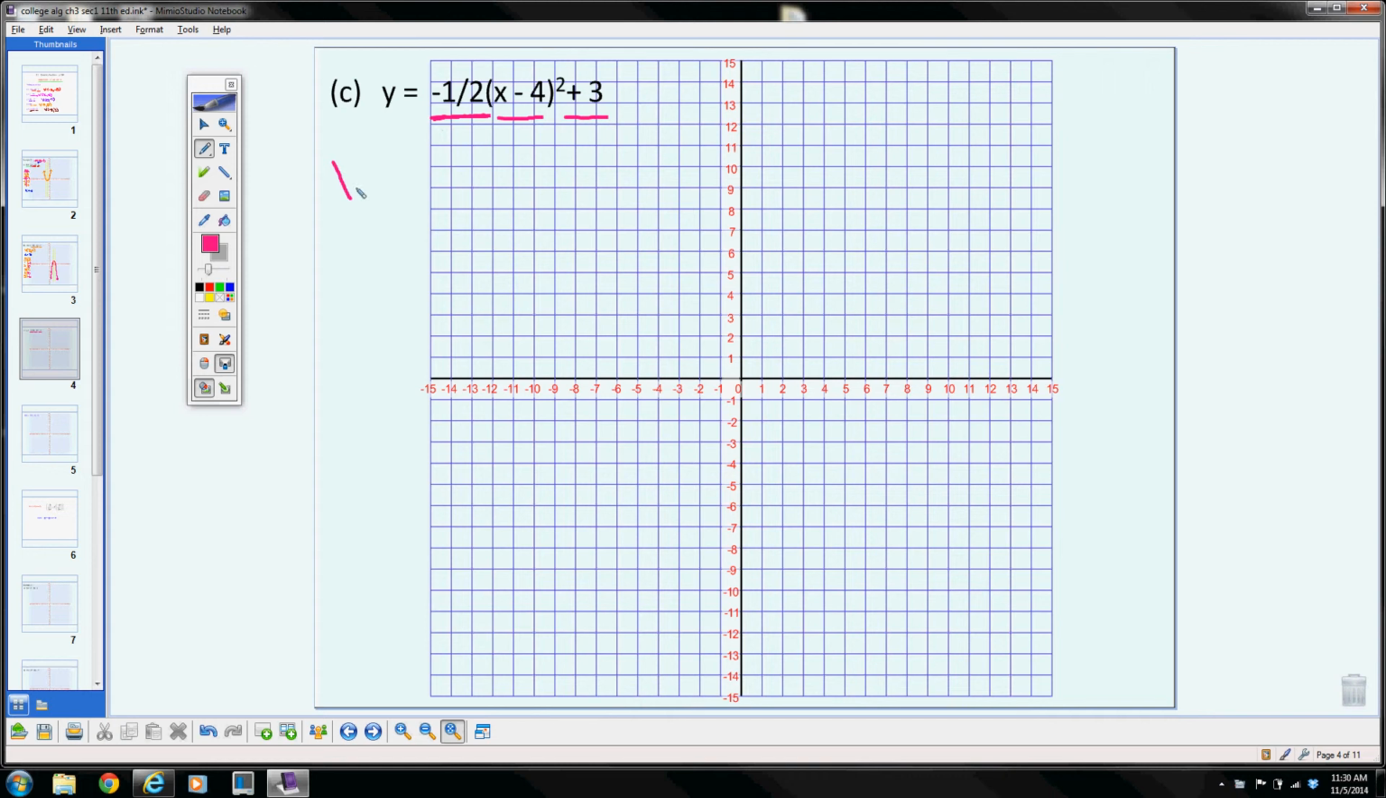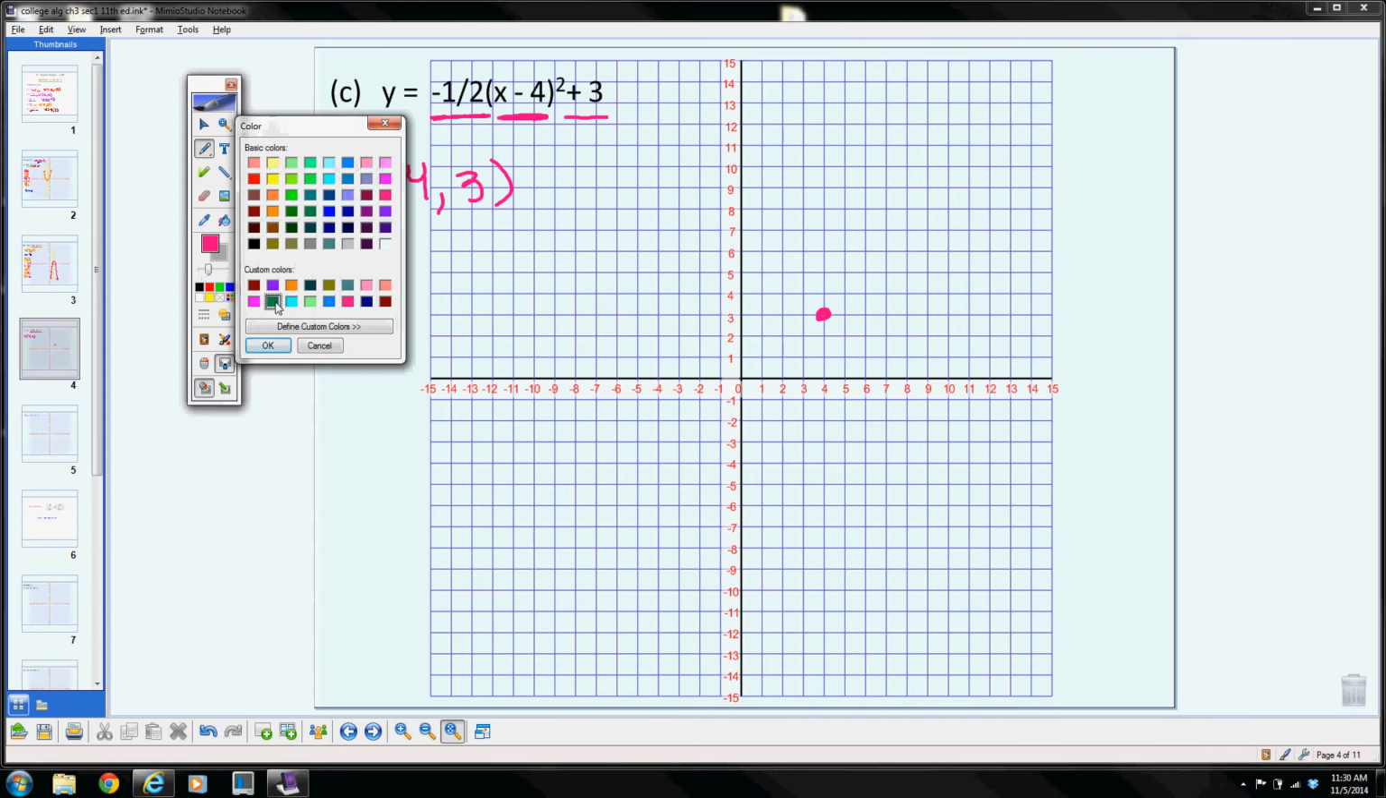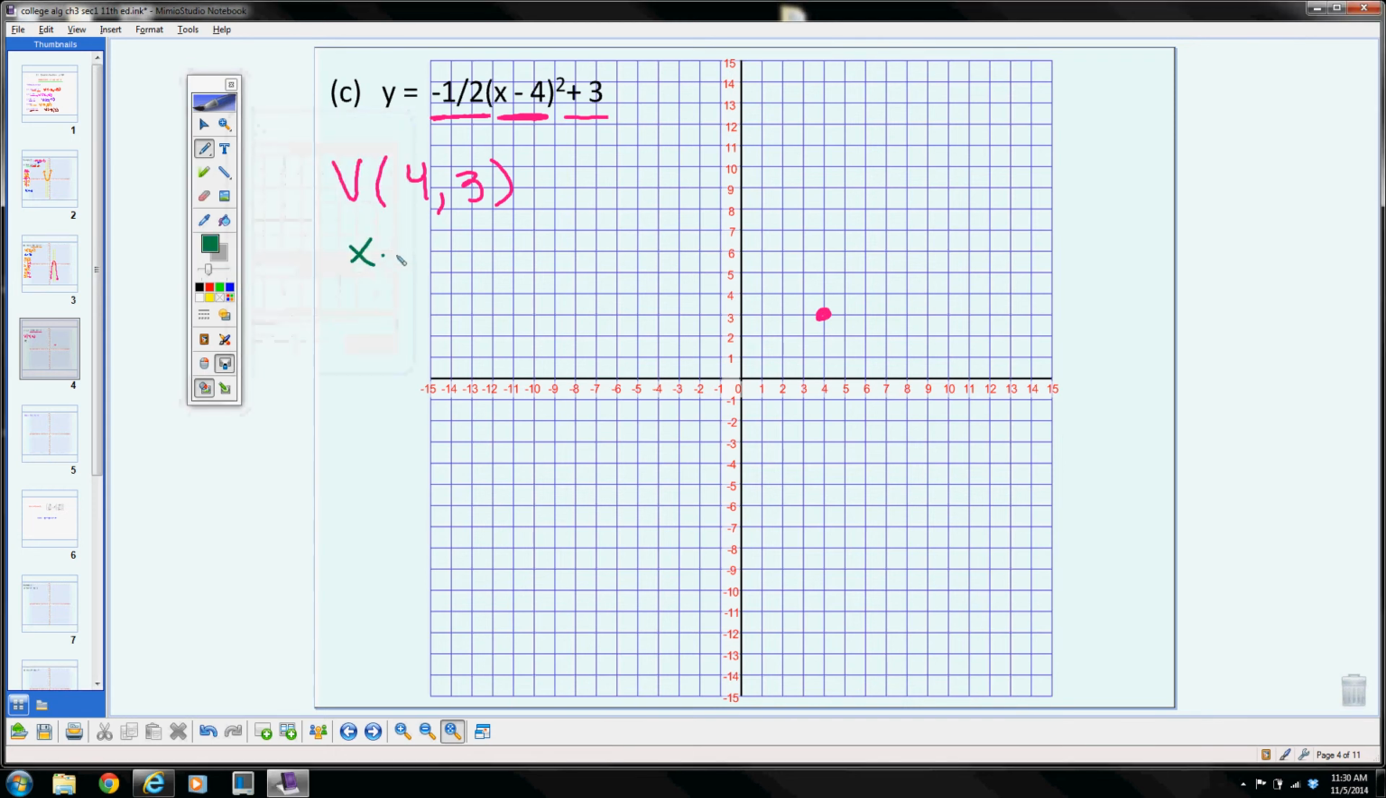Same with our vertex. We know from the formula that our vertex, if you look inside with the x, there's a -4. When you take it out of parentheses, it makes that a +4. On the end, we have a +3, so our y value is +3. So our parabola is going to come over here and start right 4, up 3. There's our vertex. We also know we have an axis of symmetry at x equals 4.